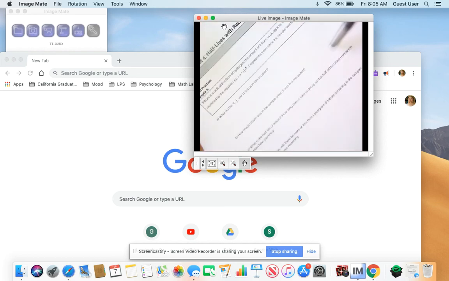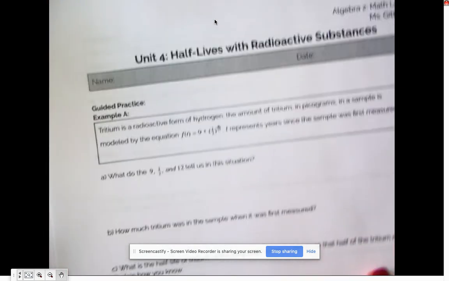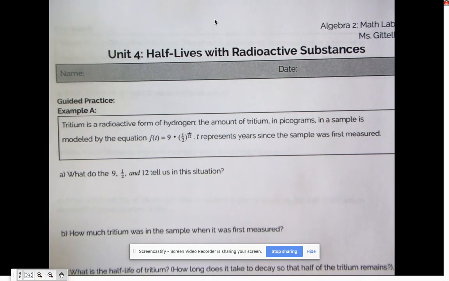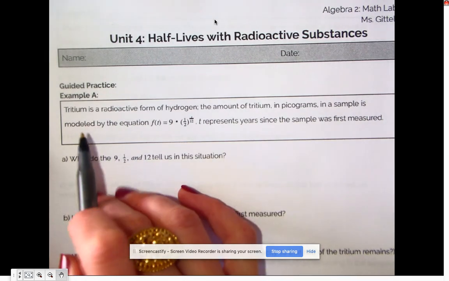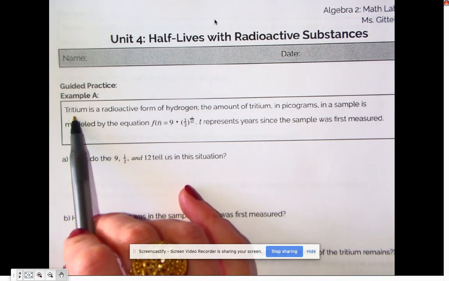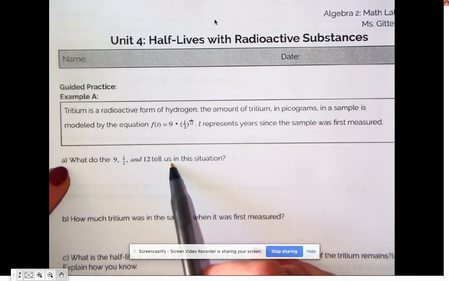We're going to get started on half-lives of radioactive substances. So I'll get started on example A. Let's read it through once together. You should have this in front of you and be writing everything that I write. You should be writing down on your paper as well.